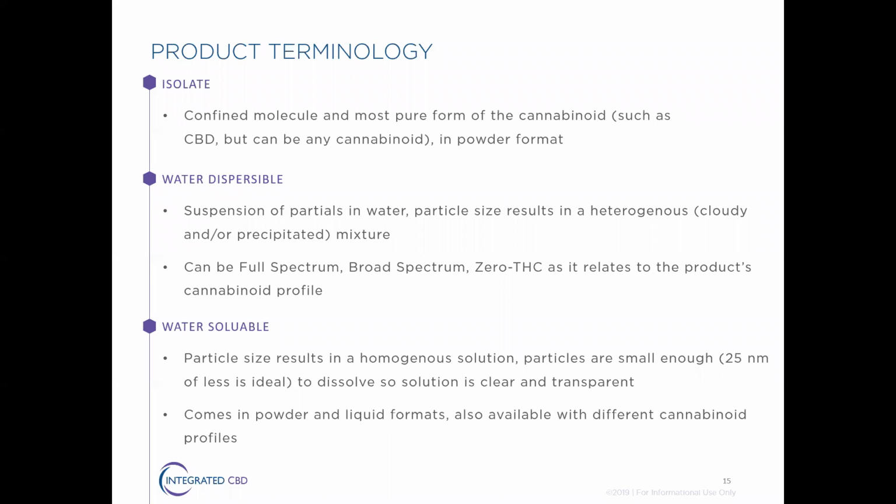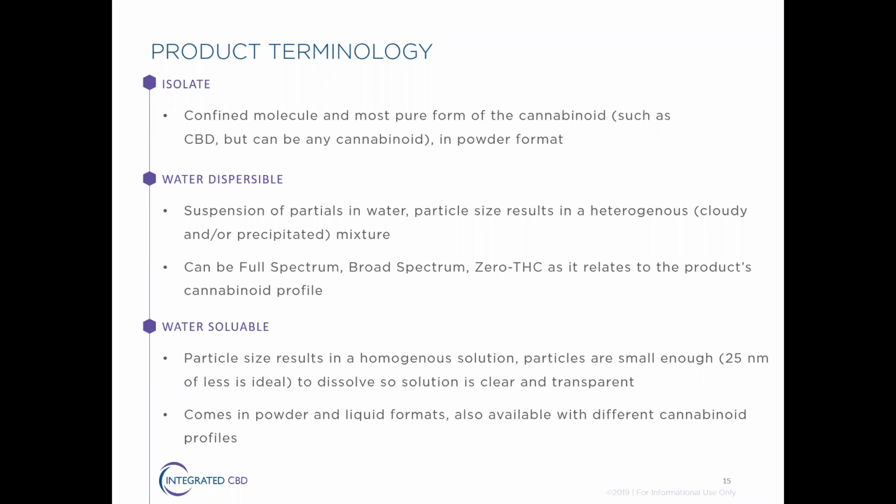Water dispersible, on the other hand, is a term that's used to describe suspension particles in the final product of hemp extracts or oil, in which the particle sizes result in a heterogeneous, cloudy, or precipitated mixture, meaning that the clarity, transparency, color, even the viscosity may have been altered upon addition of this water soluble or water dispersible ingredient. Water dispersible products can be found in full spectrum, broad spectrum, and zero THC cannabinoid profiles.